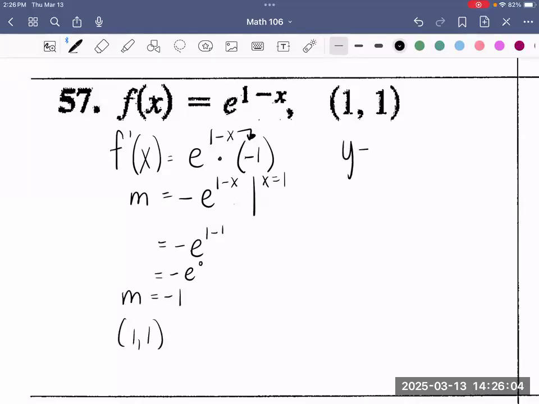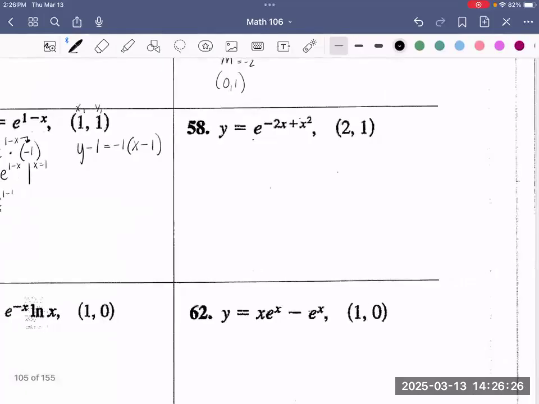So if we were to write your equation, keep in mind this is x1 and y1. So y minus 1 is equal to negative 1, which is your slope, times x minus 1, that is your point. And again, if you need to convert it into slope-intercept form, that is something that at this point, I think you are all capable of.